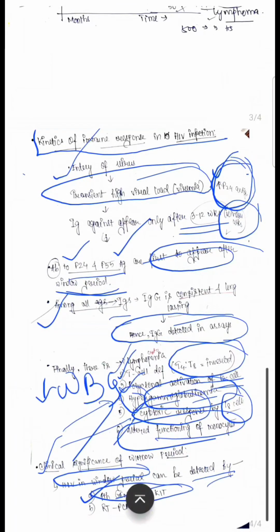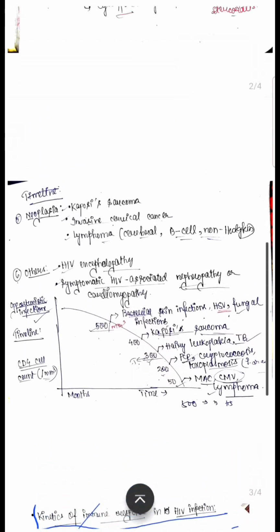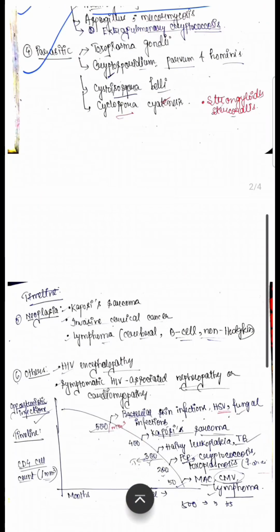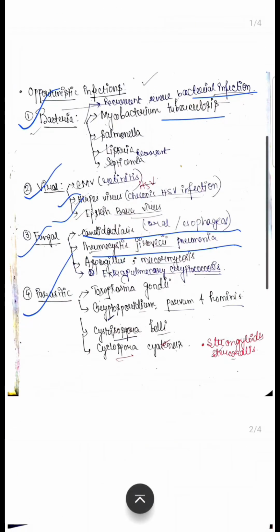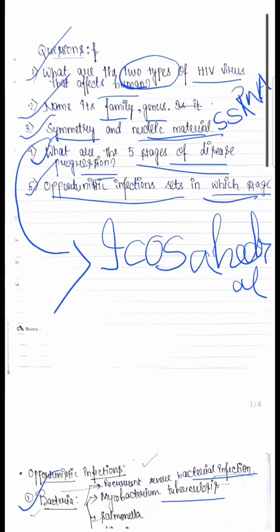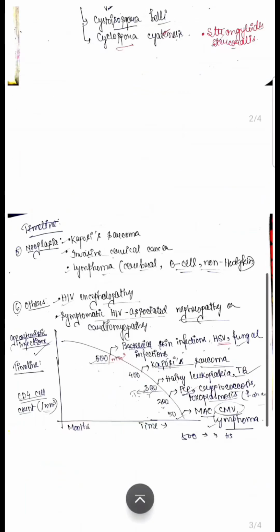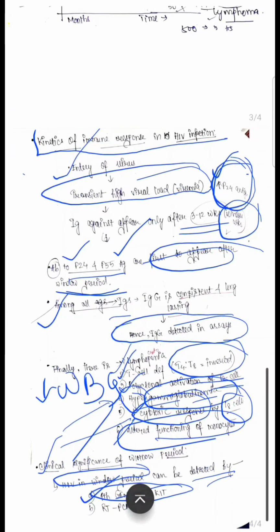Okay, so this was about the kinetics of immune response in HIV infections as well as the opportunistic infections, where you definitely need to remember this graph as well as all these infections. And we also have the questions which you will get answered if you follow the last video, and the notes will be uploaded in the description.